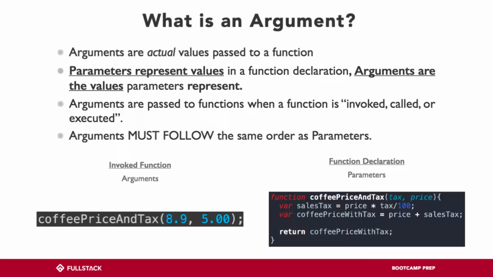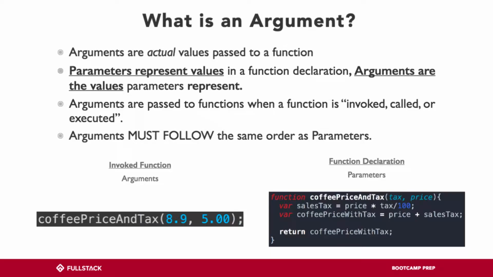So parameters represent values in a declaration. Arguments are what gets passed into the actual function itself. And then lastly, this part here, which is really ironic because I think they got this backwards, right? Tax divided by, oh, actually no, that's right, hold up, I was wrong. Oh, they just did 8.9 as like the tax rate, okay, my bad.